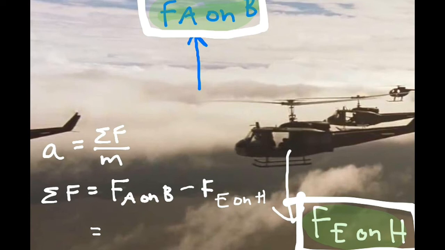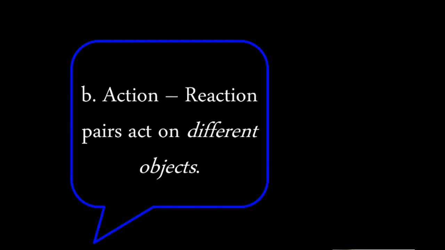Now, when the two are equal, you have a net force of zero. And when the net force is zero, the acceleration is zero. So that's a helicopter that is either hovering or at a constant velocity. You can imagine if the force of the air on the blade goes up, then the helicopter would accelerate up. When the force of the earth on the helicopter goes up, or the force of the air on blade goes down, the net force would be pointed down and the acceleration would also be pointed down. Once again, we're reminded that action-reaction pairs act on different objects.